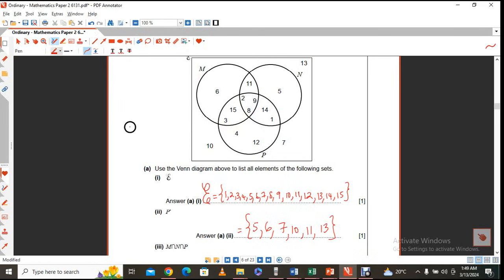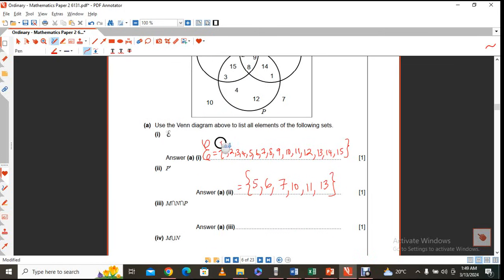So the next part says M intersection N intersection P. This is nothing but the region where all of these are meeting. So it's this particular part. All right. So what are the elements there? So let's list those elements. Those elements are 2, 8, and 9. So again, don't forget you put them in your curly brackets, 2, 8, as well as 9.